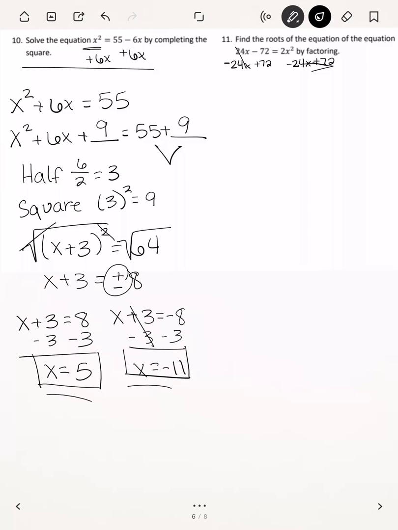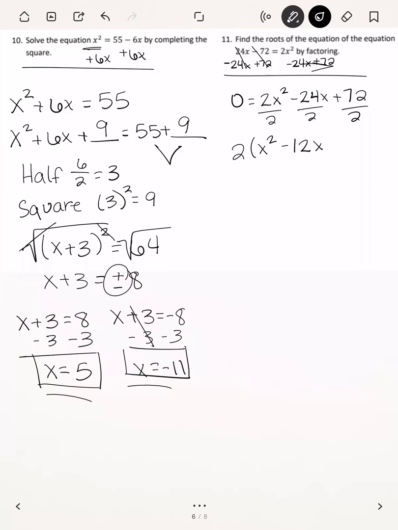Get everything over to one side so those cancel out. I get that to be 0. I get 2x squared minus 24x plus 72. If I look, all my terms are divisible by 2, so I'm going to divide everything by 2. So I have 2 times x squared minus 12x plus 36.